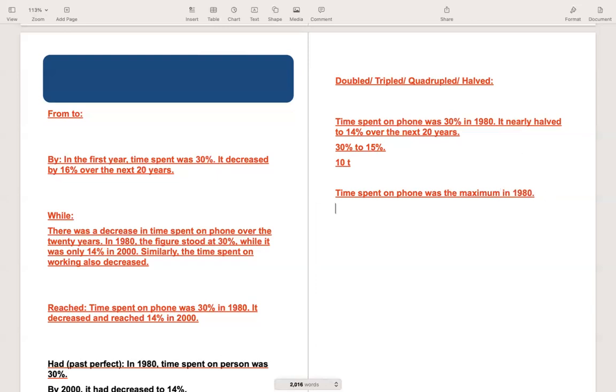Now you had another passive sentence. You remember the passive sentence? First we'll write what? 30% time was spent on phone in 1980. Where would you put the maximum? 30%. Yeah. Maximum time was spent on phone in 1980. And the third one was active. Active starts with people. People spent 30% time on phone in 1980. Where would you put the maximum? In place of 30%. That's it. So you'll never get your maximum wrong.